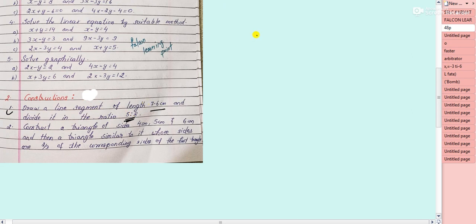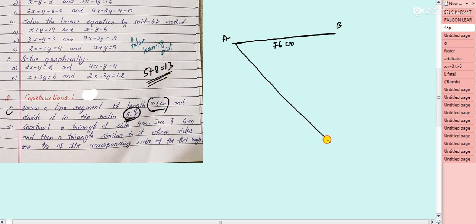For a line, the simple thing is, first draw whatever length they have given. So this is 7.6. You can name this as A, this as B. Using scale you can draw this exactly 7.6. Now they have given the ratio 5:8. So add these two. 5 plus 8 is 13. So from here mark a line like this. This should be an acute angle, remember, less than 90, and cut 13 equal parts.